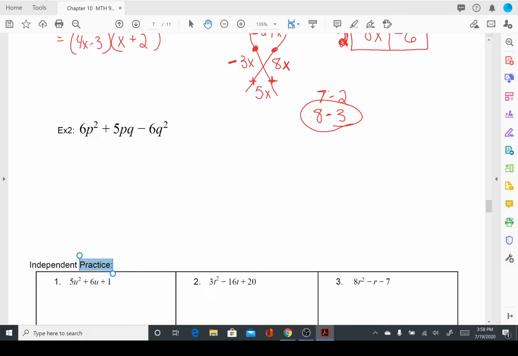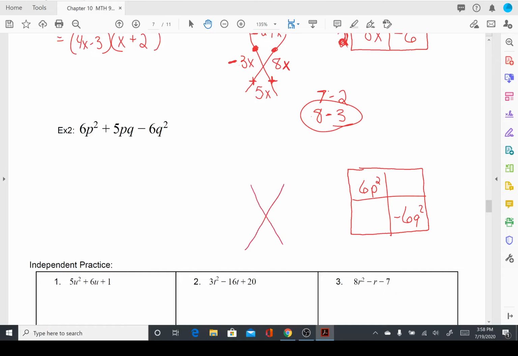Using the AC method, I'm going to draw my box over here. I'm going to go ahead and fill in my 6p squared and my negative 6q squared. And I'm going to multiply my a and my c terms together, my first and last terms, so that'll be negative 36p squared q squared, and I'm just going to write down my middle term, pq.